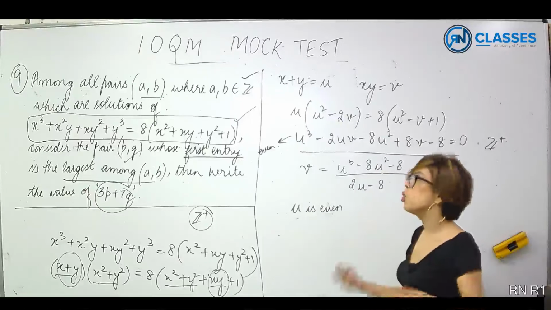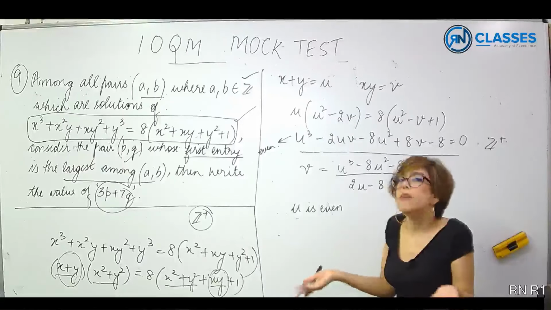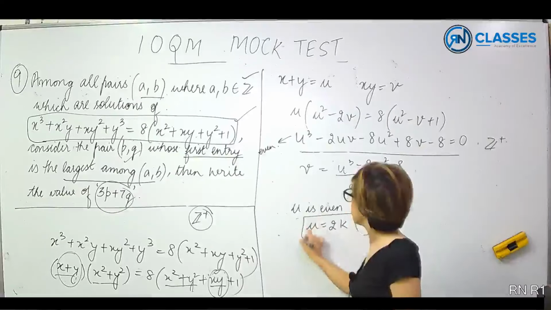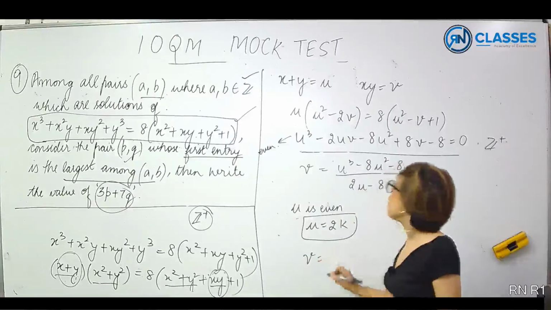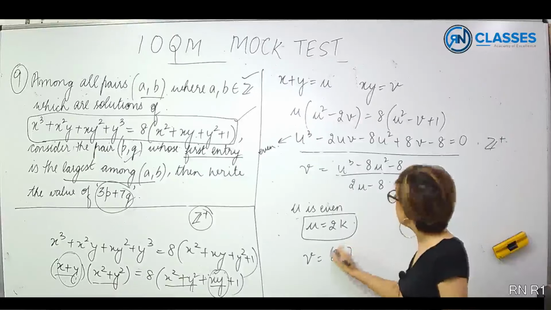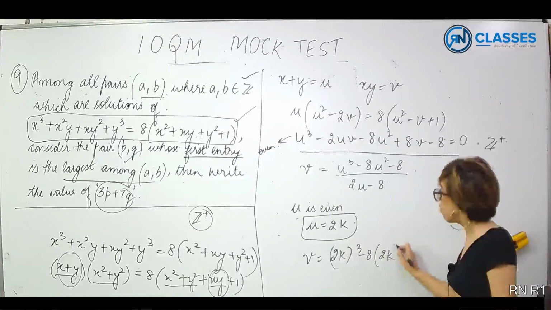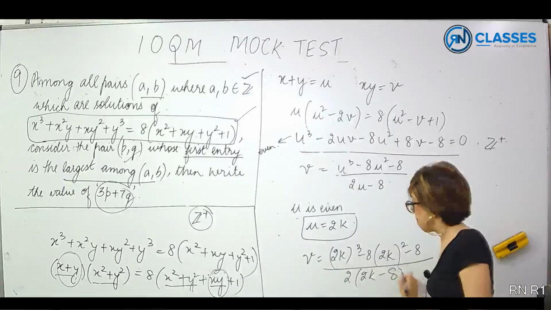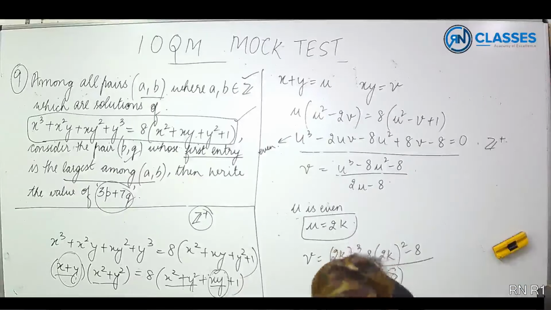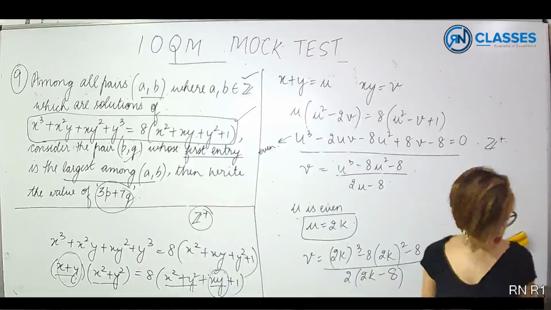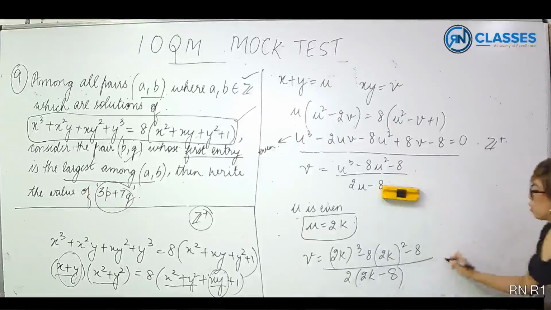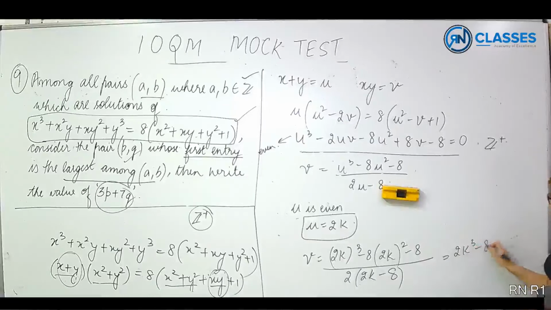How should I utilize it? Now u is even, that means it is of the type 2k. So let me substitute u as 2k. Let's see what happens. So v as it is. Now instead of u, put 2k whole cube minus 8 into 2k whole square minus 8 whole divided by 2 into 2k minus 8. In fact, this expression reduces to 2k cube minus 8k square minus 2 whole divided by k minus 2.